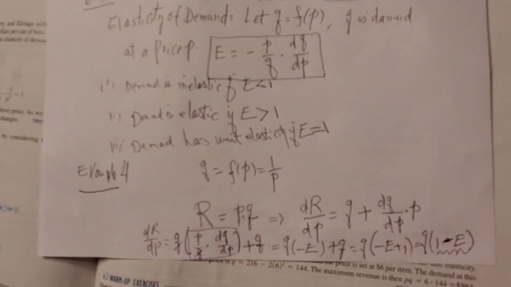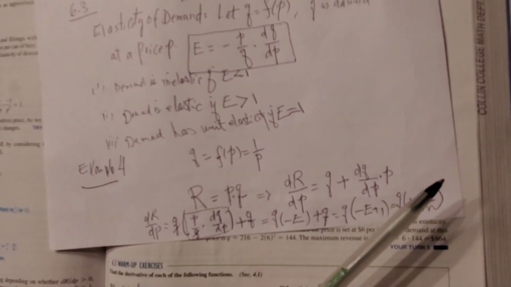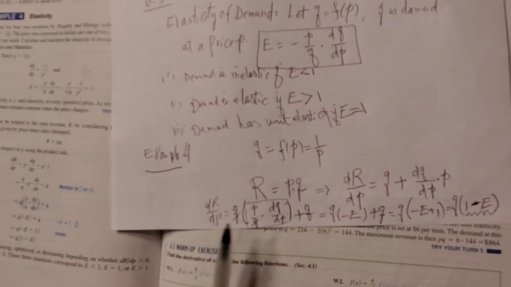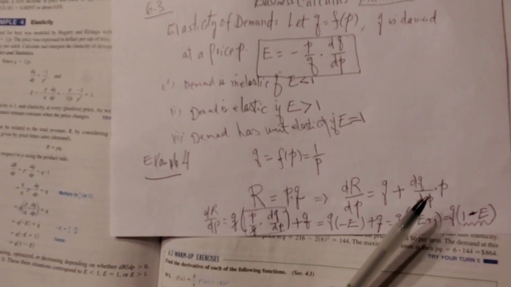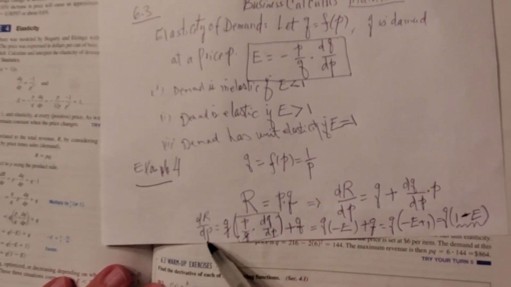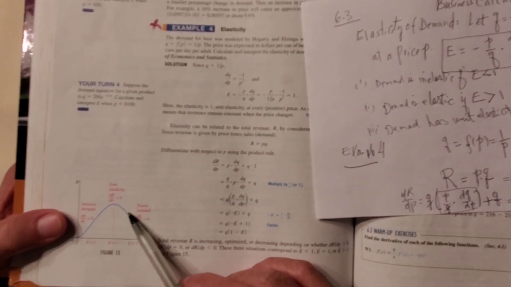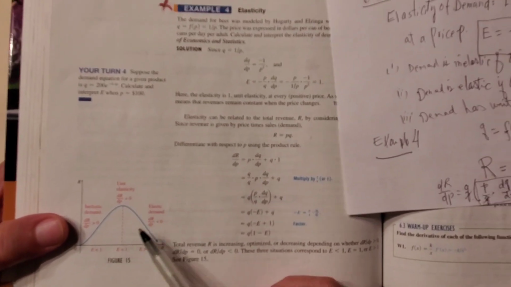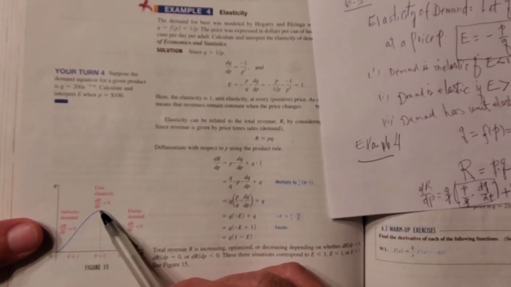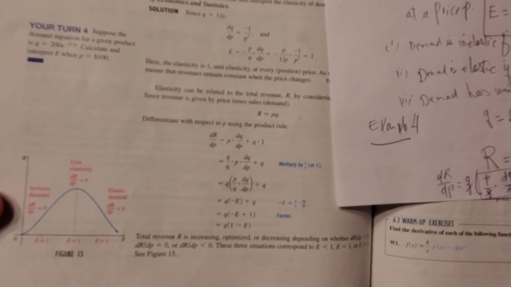Therefore, there are three cases actually for dr over dp. The first one will give you positive, the second case will give you negative, the third case will give you 0. And that means r prime, the derivative of r with respect to p, is nothing but: positive means you're going up, negative means you're coming down, and equal to 0, you will have a maximum. So there are three different situations here.